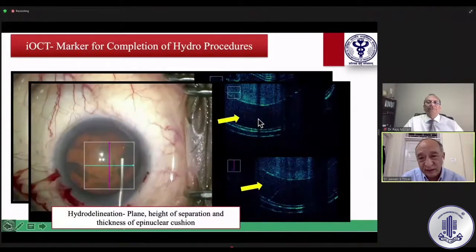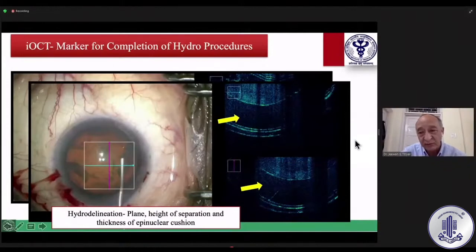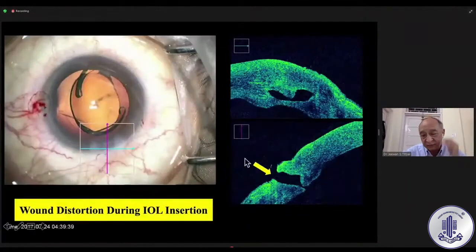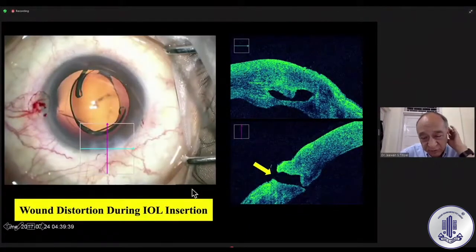So this is the delineation happening in this case. We had already done a hydrodissection. This is the one cushion we have created, and this is the second delineation being done. So you can customize the epicortical cushion in cases of weak posterior capsule, like a posterior polar cataract or post-vitrectomy eyes, where you have the possibility of posterior capsular damage.